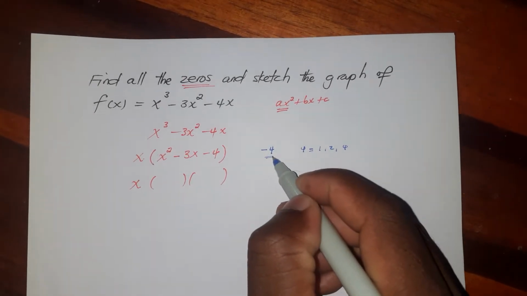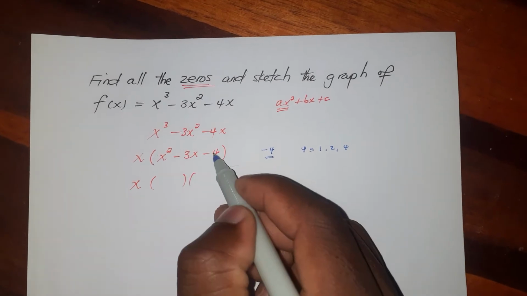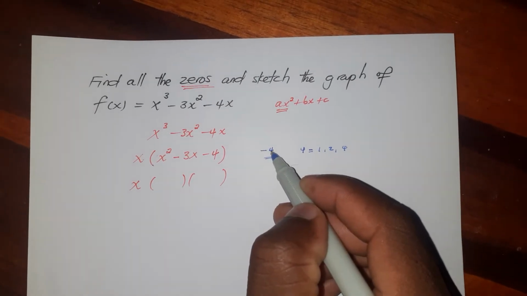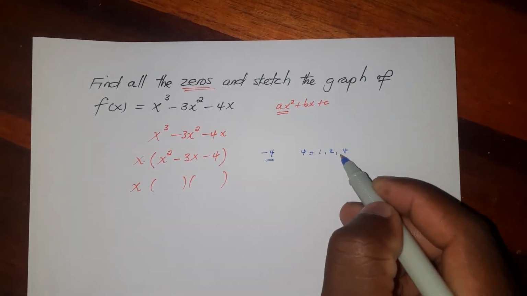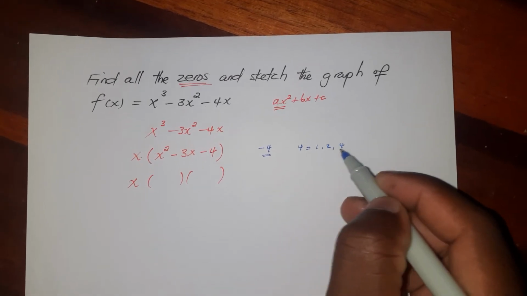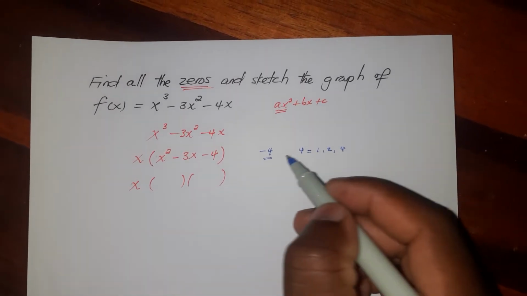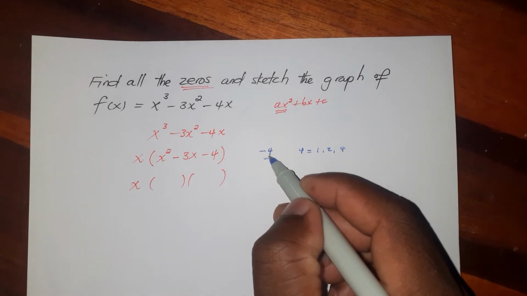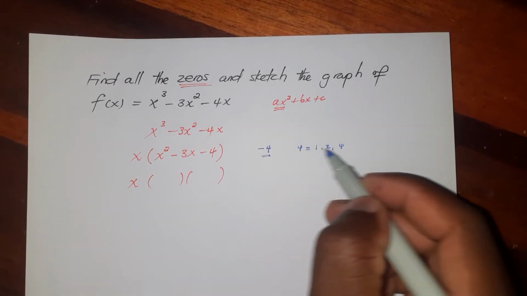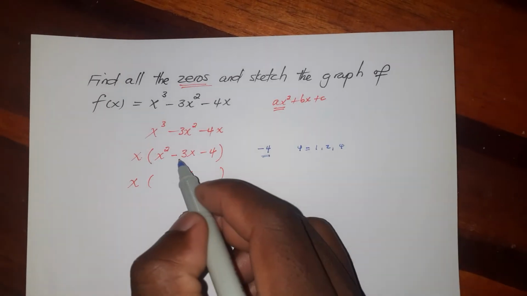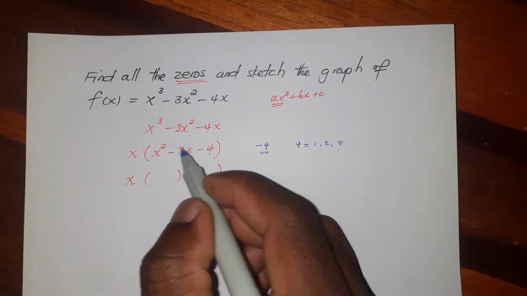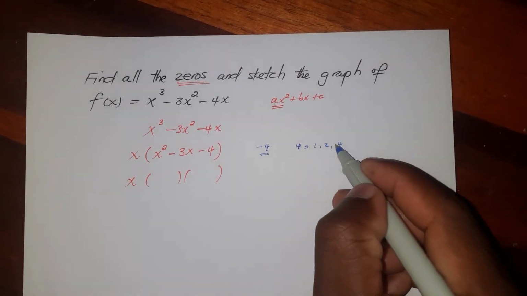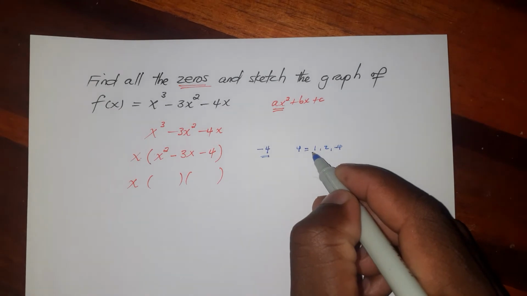Because we have a negative 4 here, after multiplying 1 times negative 4, we get negative 4. So from these factors of 4, which two numbers can we multiply to give us negative 4, but when we add those two factors, we should get negative 3? So those two factors should be negative 4 and positive 1.